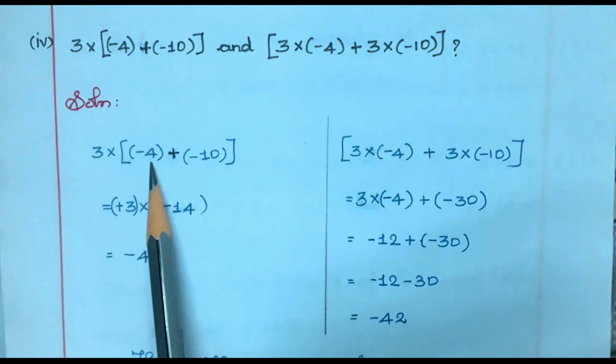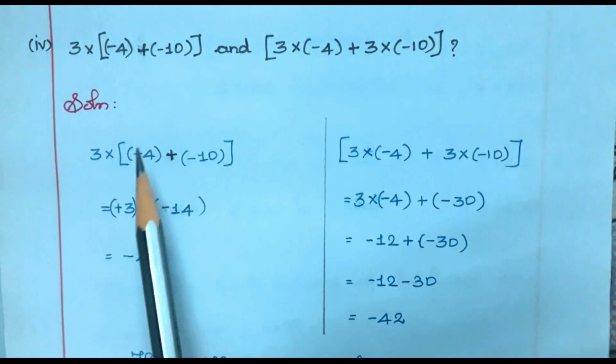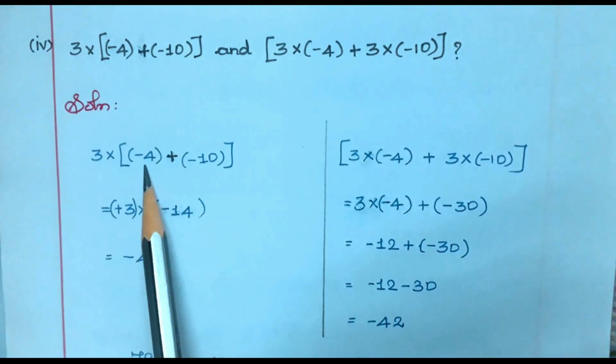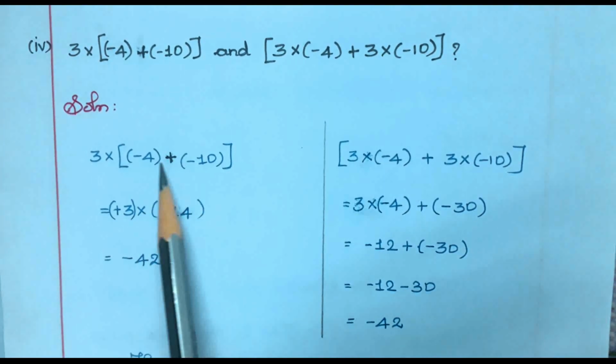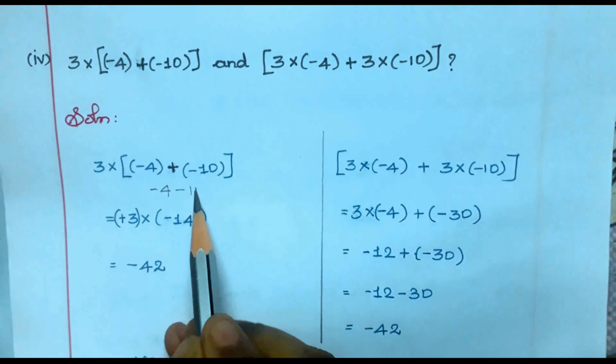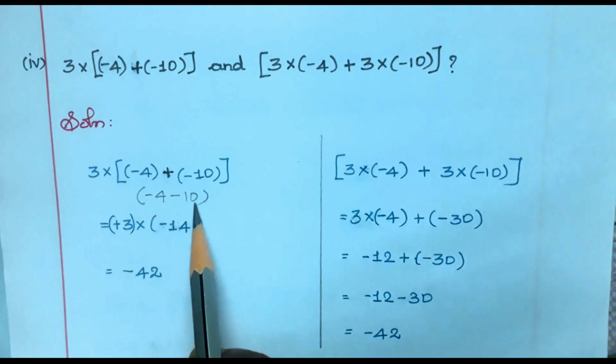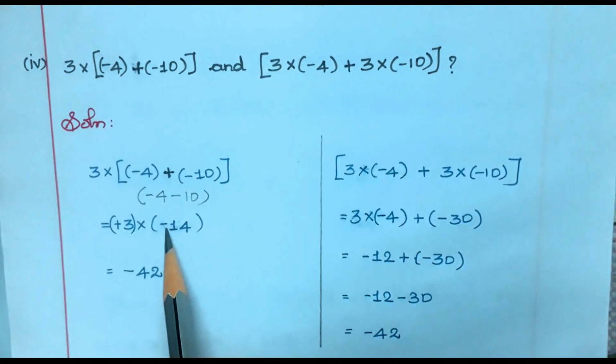3 into bracket of minus 4 plus minus 10. First do the term inside the bracket. Minus, plus into minus, minus. So, it becomes minus 4 minus 10. Clear? So, minus minus you want to add, 4 plus 10 is 14, the biggest number sign is minus.